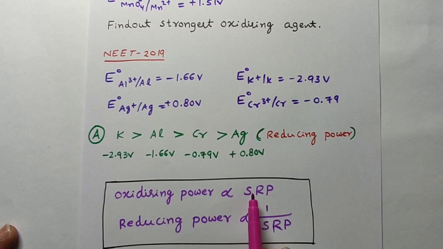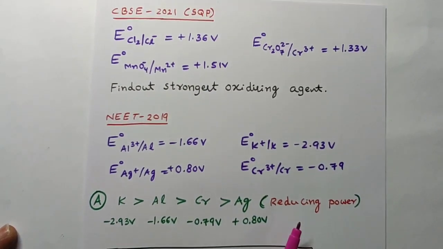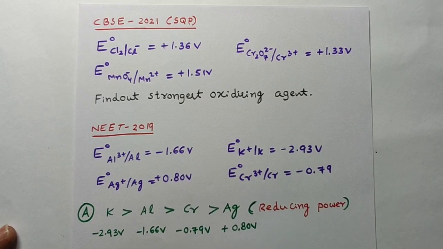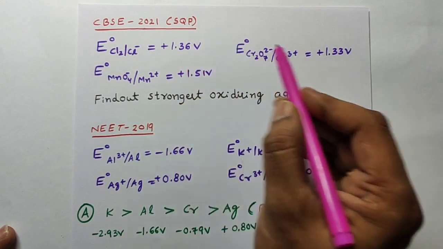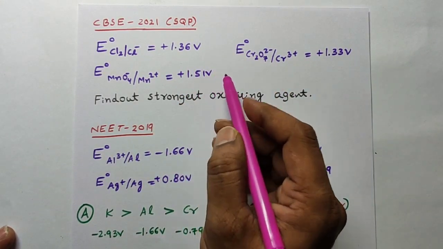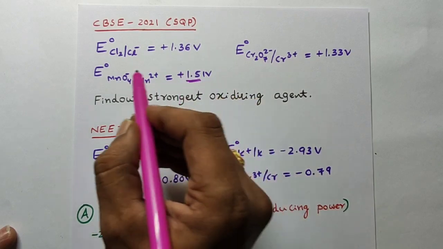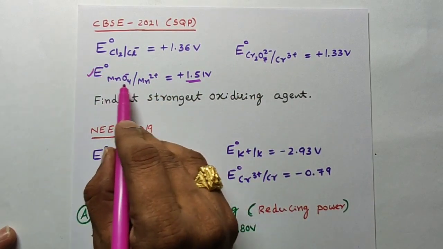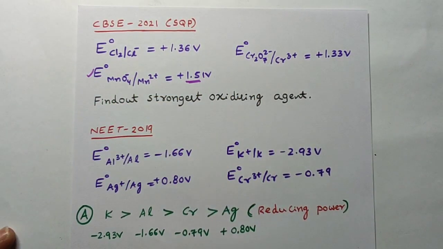Oxidizing power is directly proportional to standard reduction potential. So in these three, which has the high value? You can observe 1.36, 1.33, 1.51. Which is the high value? This one, right? So the answer is potassium permanganate, or MnO4 minus.